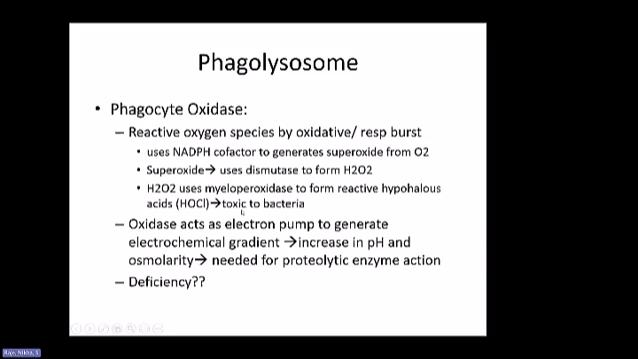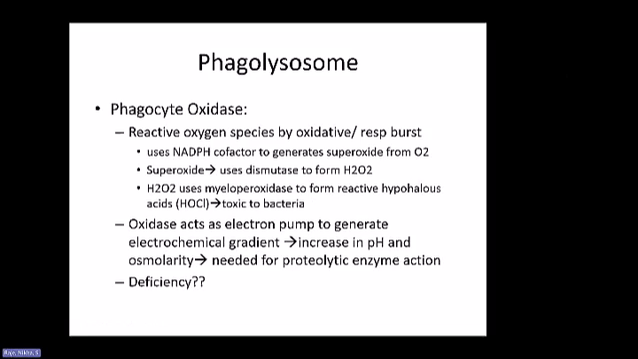NADPH oxidase, along with its cofactor, helps to generate the reactive oxygen species. That reactive oxygen species then interacts with superoxide, the superoxide uses dismutase to form hydrogen peroxide, and the hydrogen peroxide uses myeloperoxidase to produce bleach, so hypohalous acids or bleach. And the bleach or the hydrogen peroxide are toxic to bacteria, and so are the reactive oxygen species.